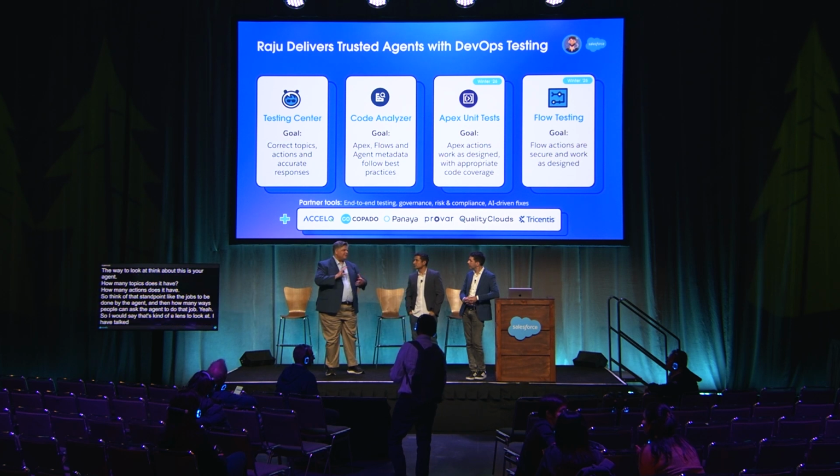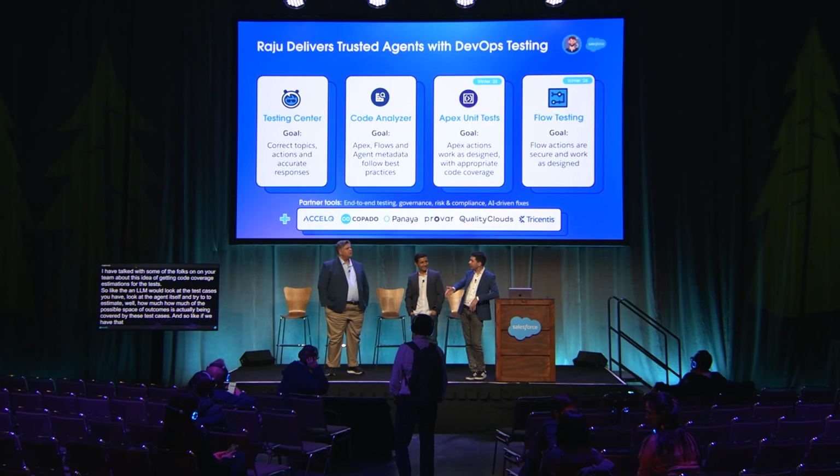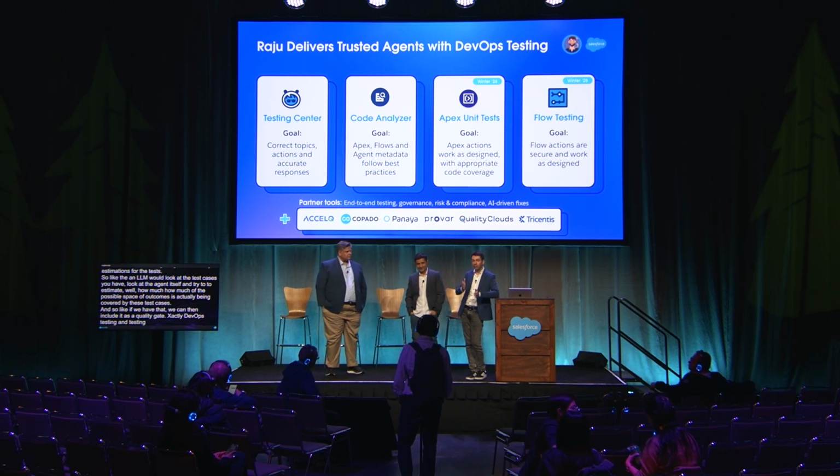I have talked with some of the folks on your team about this idea of getting code coverage estimations for the tests. An LLM would look at the test cases you have, look at the agent itself, and try to estimate how much of the possible space of outcomes is actually being covered by these test cases. If we have that, we can include it as a quality gate in DevOps testing, and force you in a way to run through those metrics.